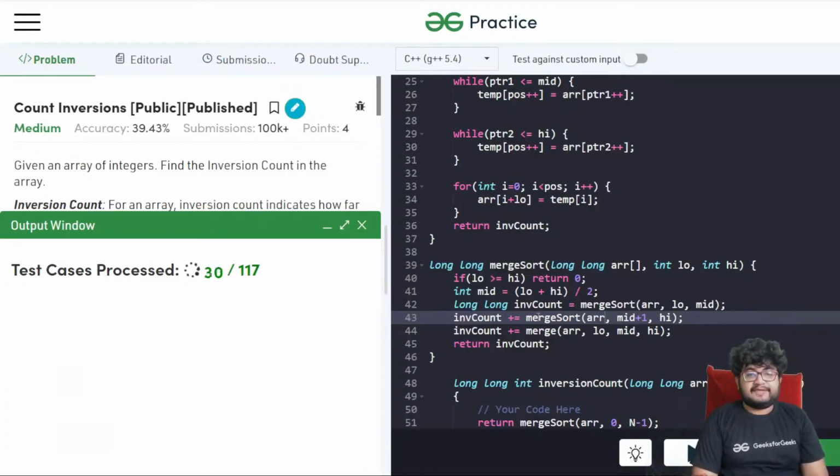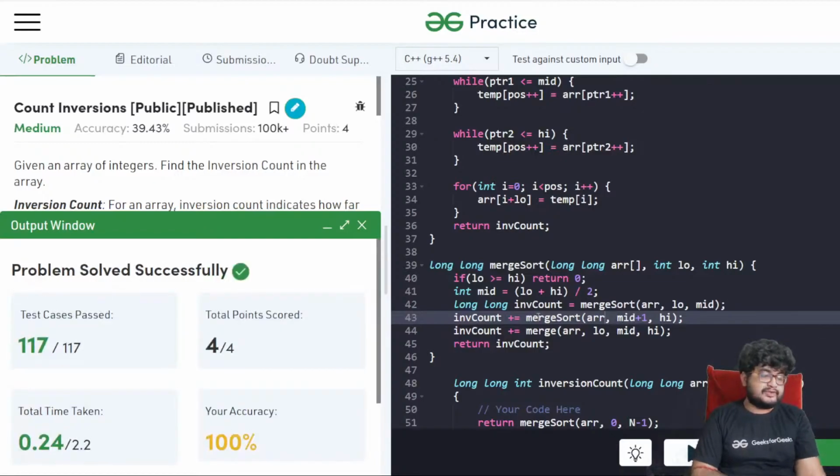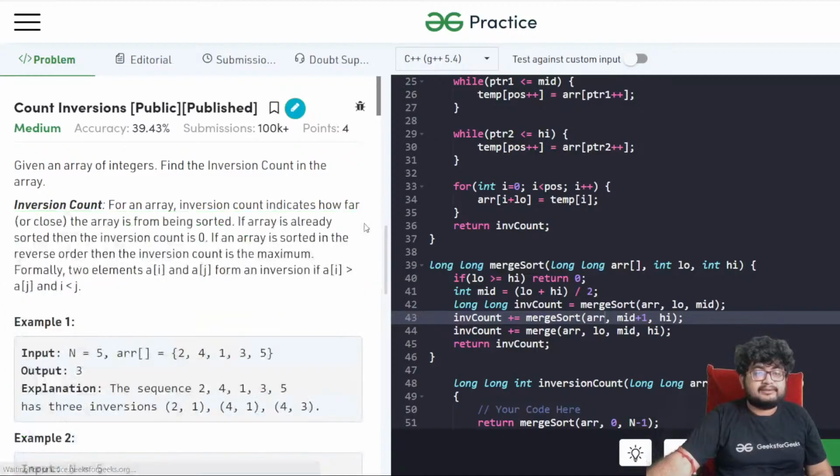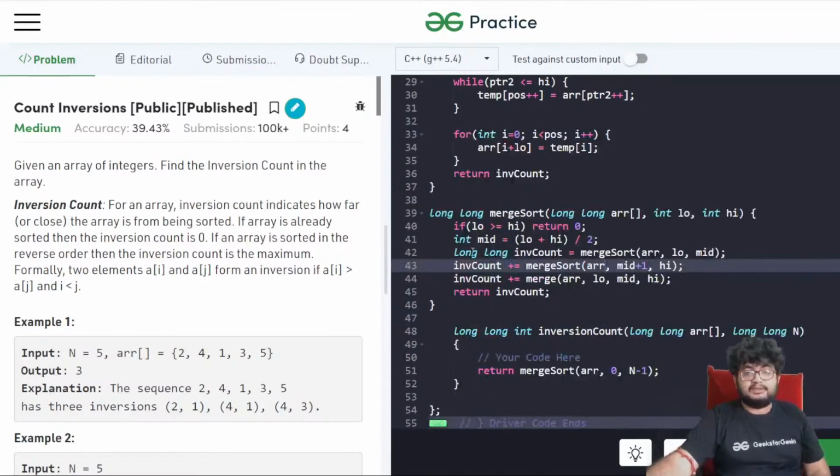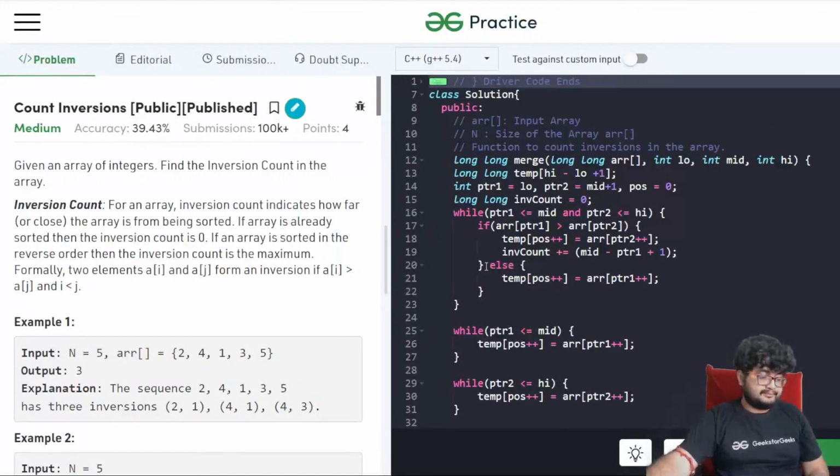So is this clear with everyone? Any doubts with this? How is this working? Is this clear? Clear with everyone?